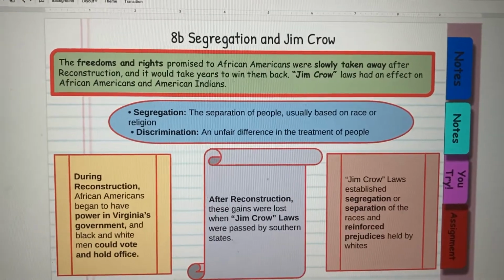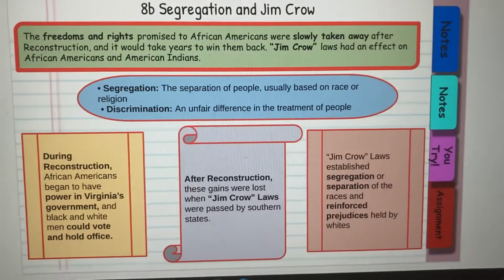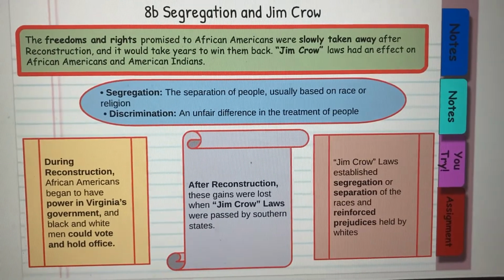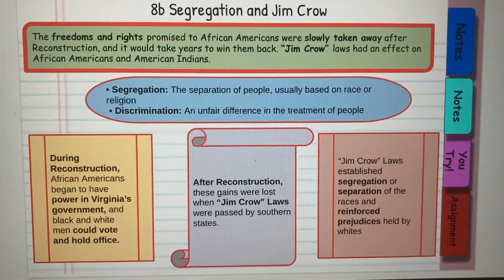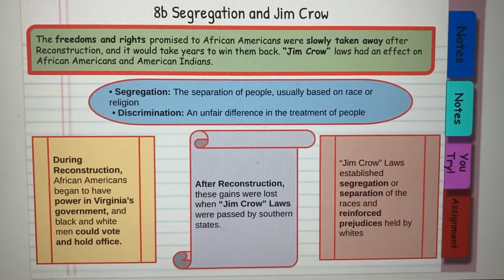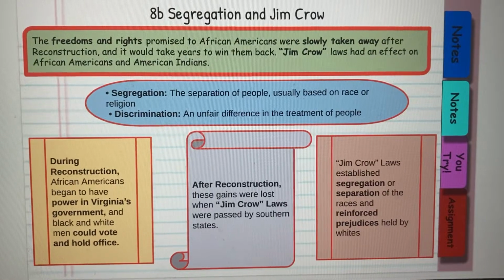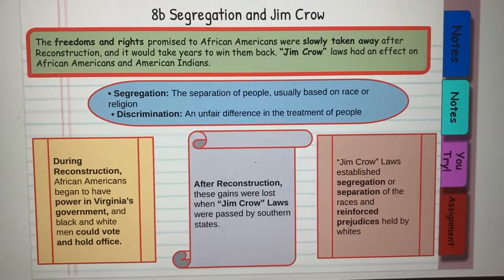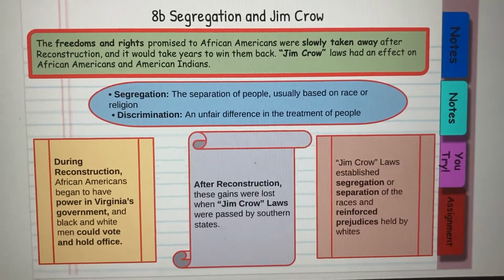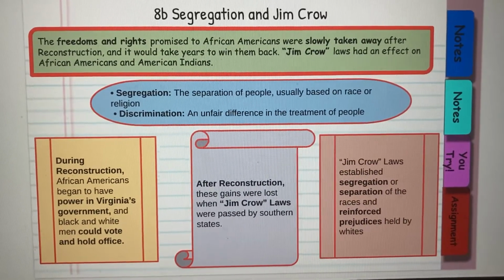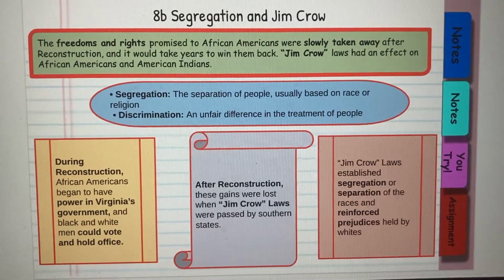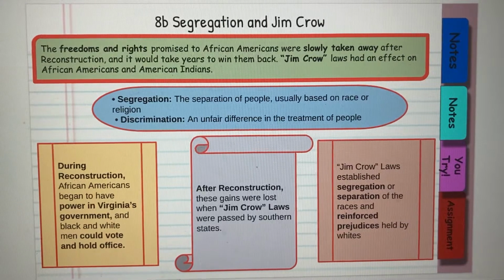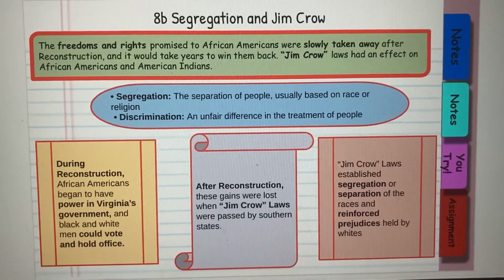Segregation is when people are separated, usually based on their race or religion, and discrimination is an unfair difference in the treatment of people. Okay, so segregation means that people would have to use different facilities, different schools, different hospitals, different churches, different shopping marts, everything. Discrimination is when someone is not allowed to do something or is treated poorly because they're different from other people.